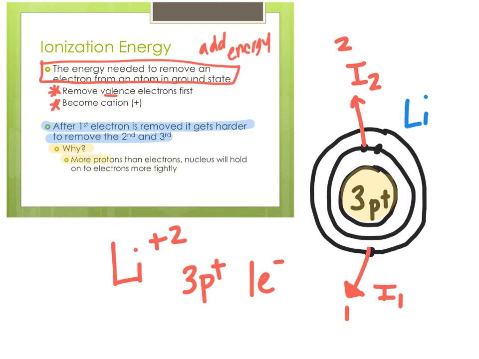So here I'm just explaining why it gets harder to remove the second and third electrons. There are always going to be the same number of protons because protons identify what the element is. And so the more electrons that you remove, the nucleus is going to hold on tighter to the electrons that it has left, requiring a greater ionization energy to remove those additional electrons.